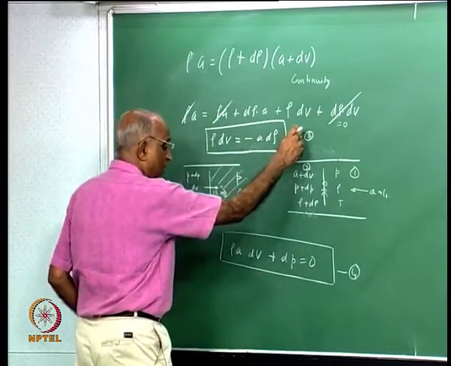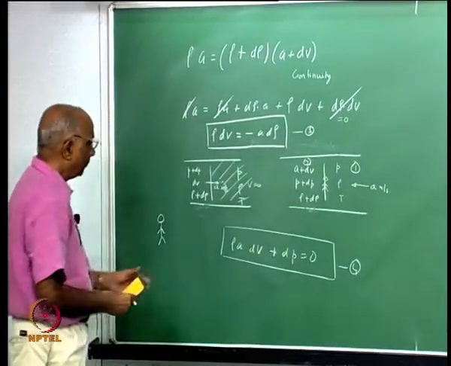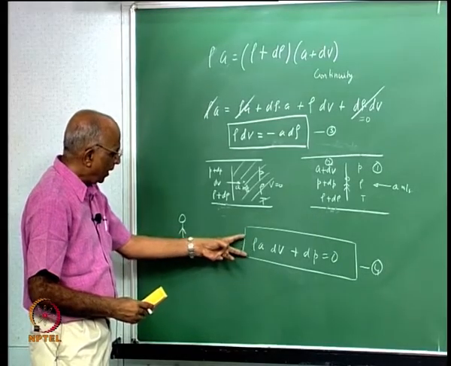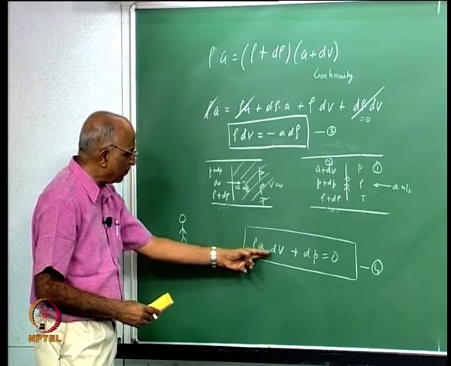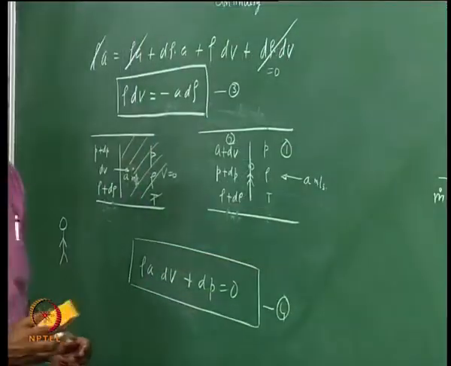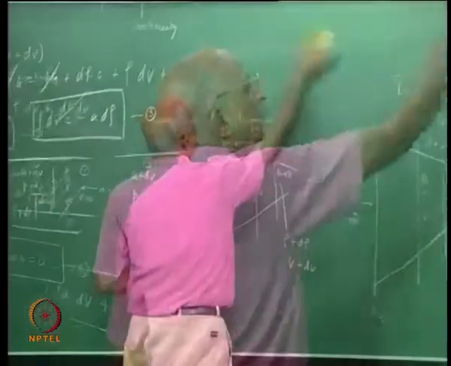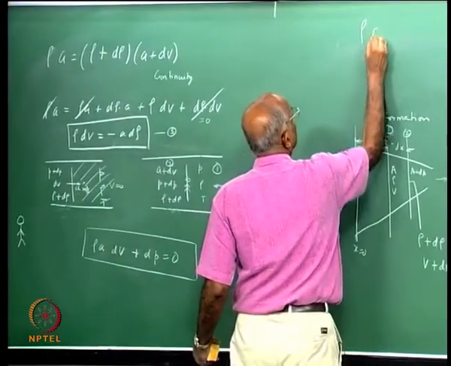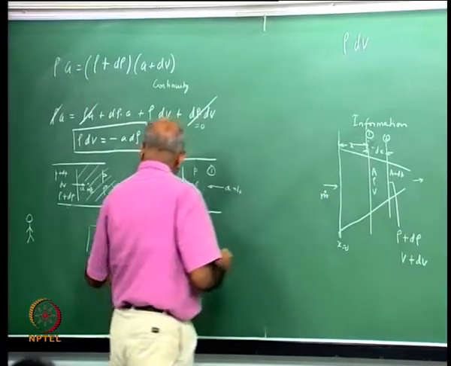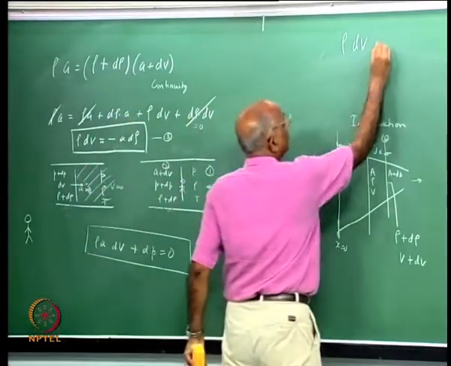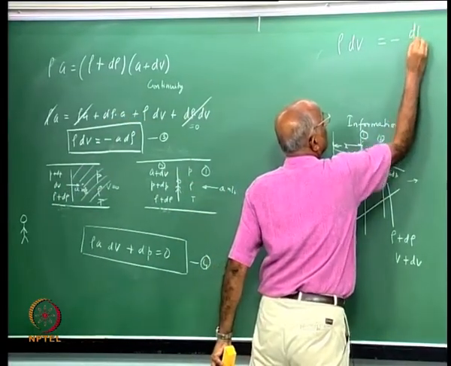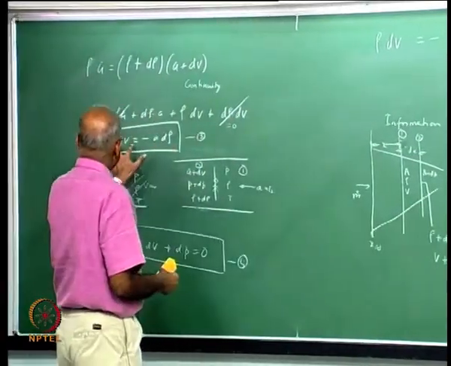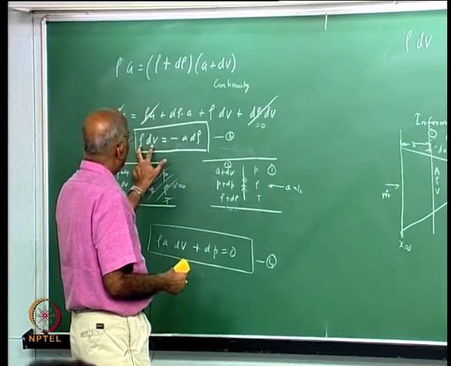Three is the mass balance equation, 4 is the momentum equation, and therefore if I were to solve these two equations together, I have rho dV from this equation. Let us put it together. Rho dV is equal to minus dP by A. Therefore, if I were to substitute rho dV over here, what is it I get?